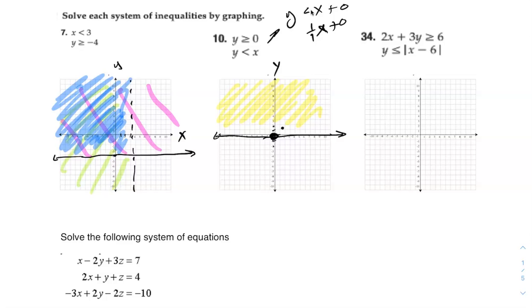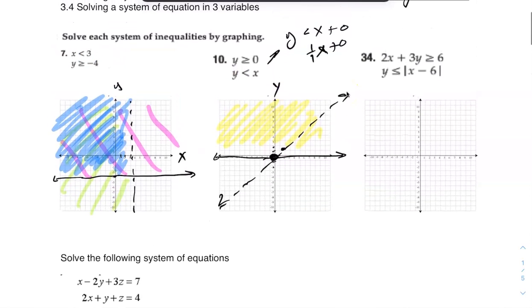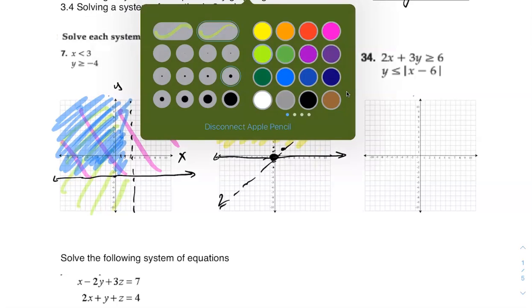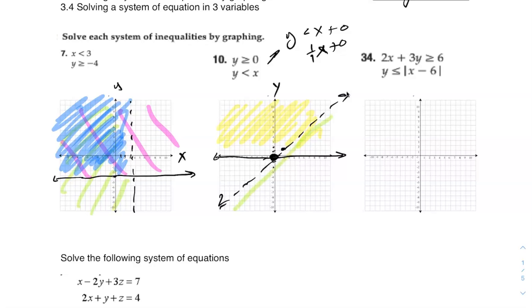So 1/1. It's a dotted line. And it's less than. So remember, less than means below. I'm below this dotted line. So if I'm going to shade in green, we're below that line. So we're like right here, all this. Then our answer is where they both shade. So it's that little spot right there. So like that.